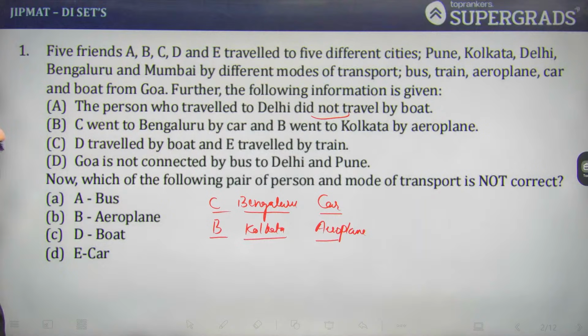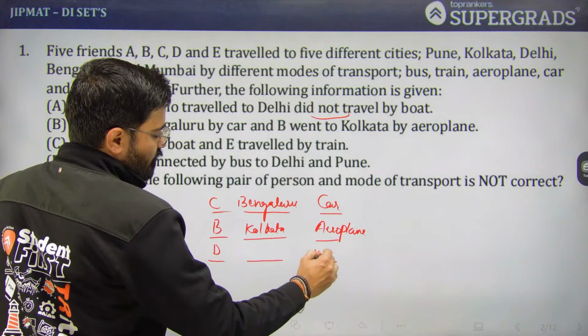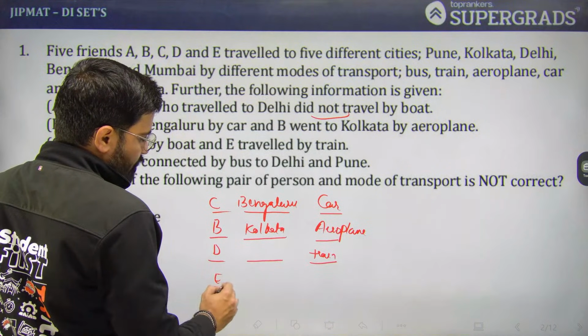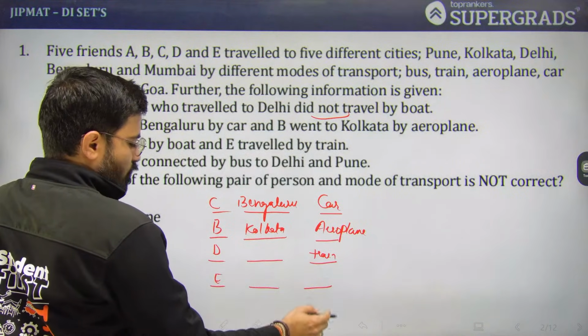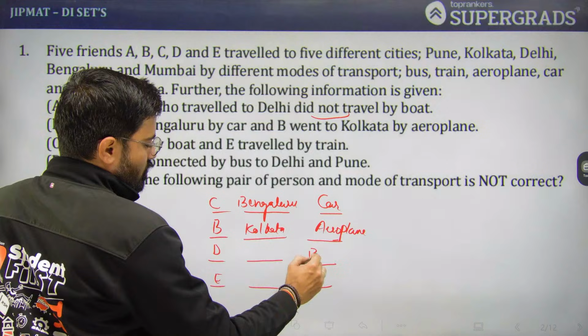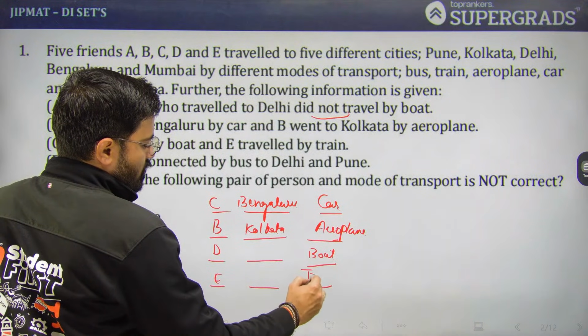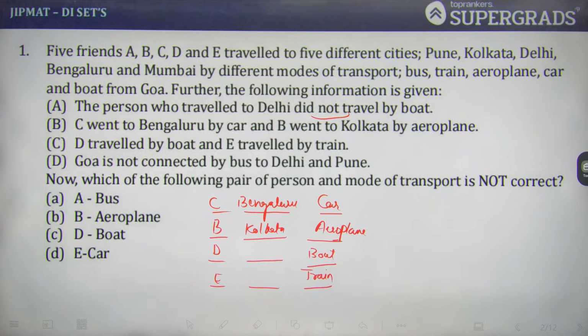D traveled by boat and E traveled by train. D, I don't know which city did he go to, but he traveled by train. And E traveled by train. Goa is not connected by bus to Delhi and Pune.